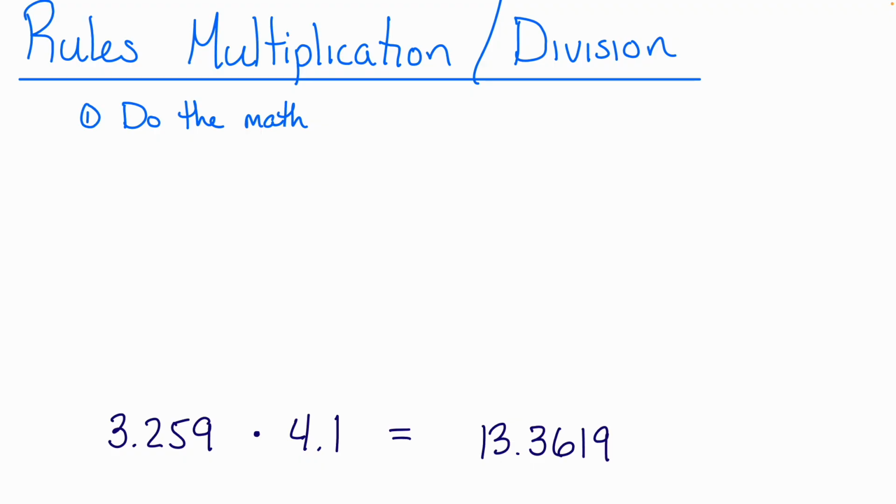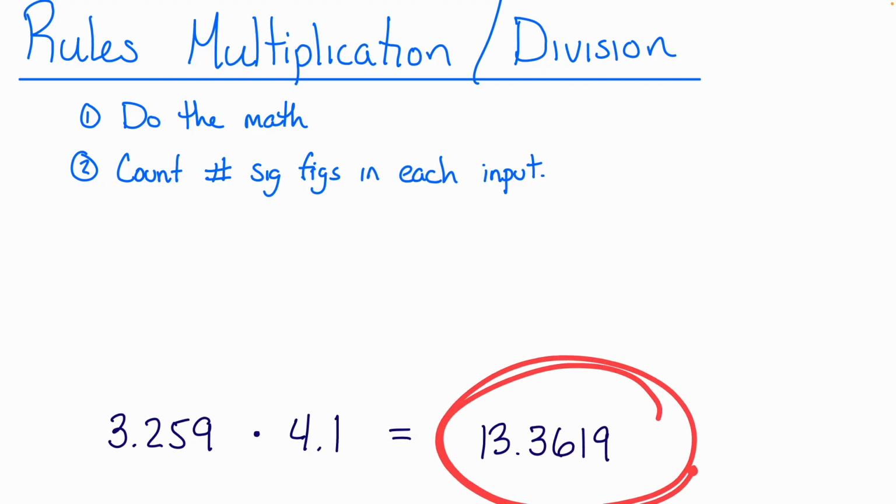Okay? So now we got to apply our sig fig rules. What we're going to do is count the number of sig figs in each of those inputs. All right, what do I mean by input? What's an example of one of my inputs here? The 4.1. What's my other input? The 3.259. This, my answer, is my output, what the calculator spits out, right?